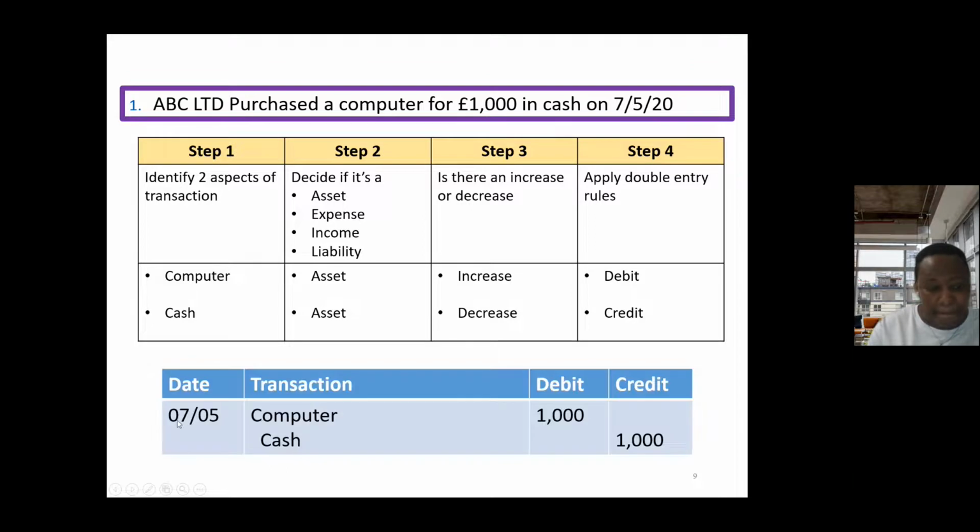So we would have in the journal entry, and we said the journal entry is just you recording your financial transactions. We have the date of the transaction, we have the description of the transaction, and we have the debit and credits. On this date, computer was purchased, so we have an increase in computer, an increase in assets, we have debited that £1,000. Cash has reduced, and cash is also an asset, and we say reduction in assets goes to the credit side, and that's simple, I know.